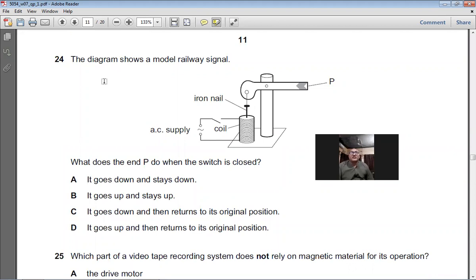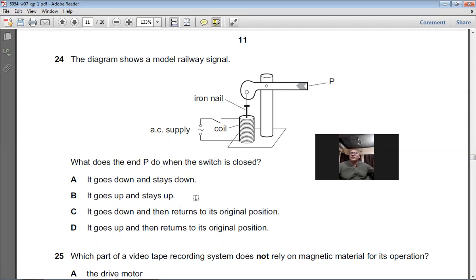The diagram shows a model railway signal. What does the end P do when the switch is closed? You see, when this switch is closed, the current will start flowing through this coil. So this coil will become an electromagnet. And that electromagnet will definitely attract this nail. So this will move downward. When this moves downward, the P will move upward.